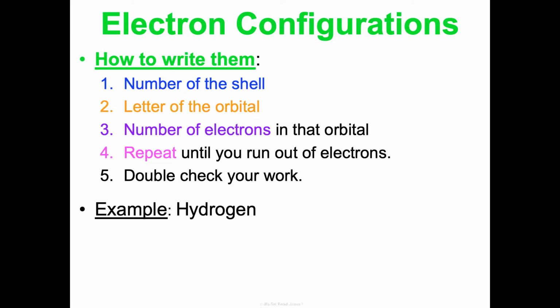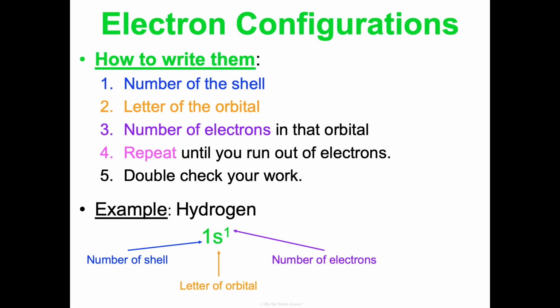Let's talk about hydrogen. You probably remember, if you look at hydrogen on the periodic table, its atomic number is 1. It has 1 proton, which means it has 1 total electron. Okay, so that 1 electron, where will it go? Well, look at the periodic table. Look at where hydrogen is. Look at where we colored the blocks. The number of the shell is 1. The orbital is s, where hydrogen ends up. And there's only 1 electron there. So we would put a little 1 there. 1s superscript 1. That is the electron configuration for hydrogen. So you have your number of the shell, the letter of the orbital, and the number of electrons.